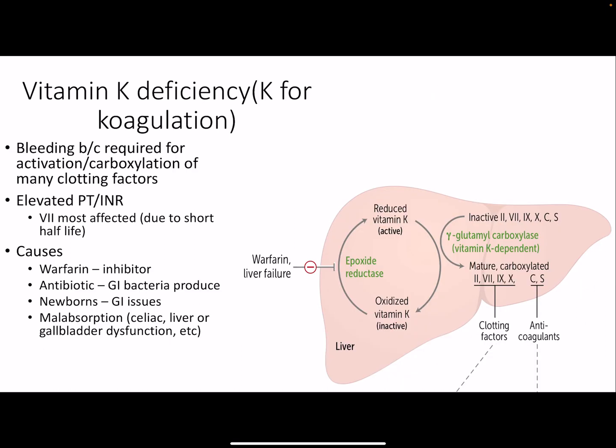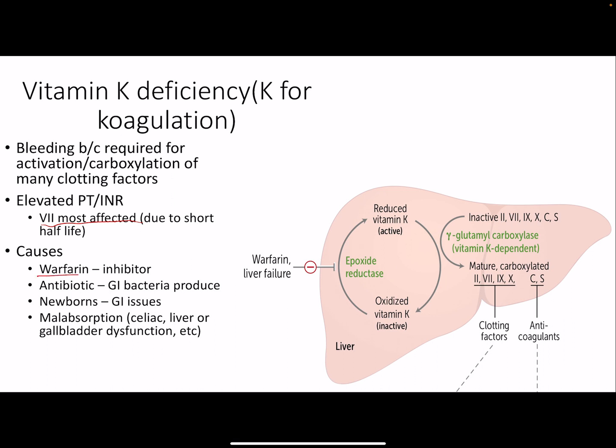Vitamin K deficiency, again, think of K for coagulation. Again, we said that vitamin K is needed as a gamma glutamyl carboxylase cofactor, and it's just necessary to activate several of the coagulation factors. Now, it affects many of them, but it's going to affect 7 the most. And that's because it has to do with the production of clotting factors. And because factor 7 has the shortest half-life, this will be the one that is first and most dramatically affected by a production inhibitor.